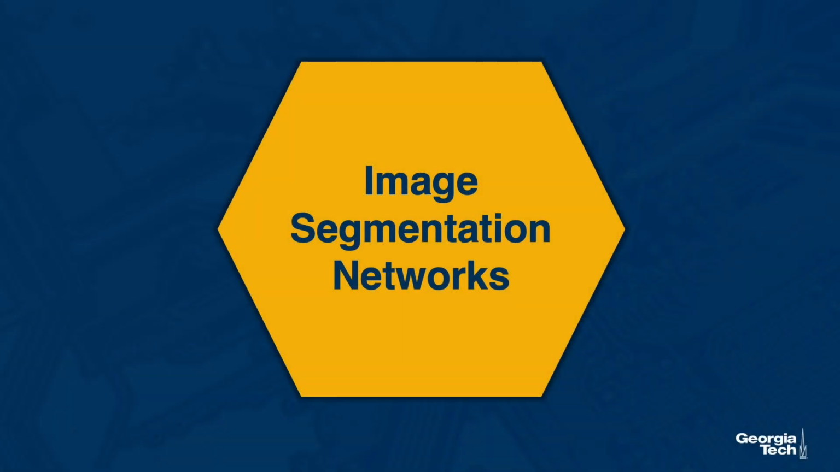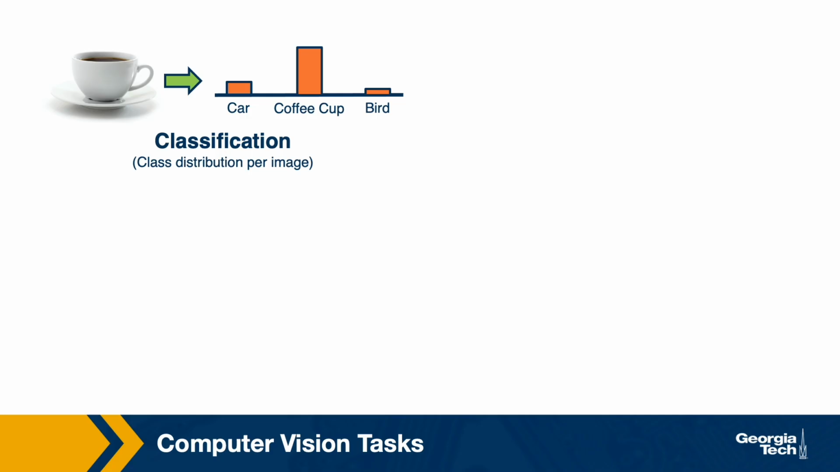In this lesson, we'll start moving beyond image classification, where we take an image and output a probability distribution over the classes or categories. Here, we'll start talking about other computer vision tasks, such as image segmentation or object detection. So far, we've only covered image classification.